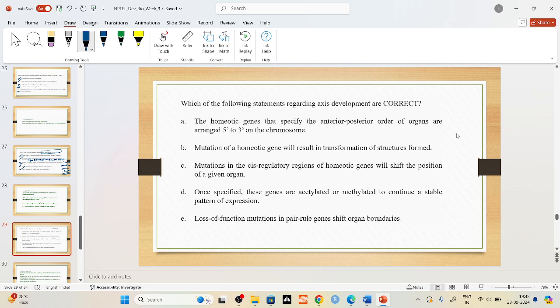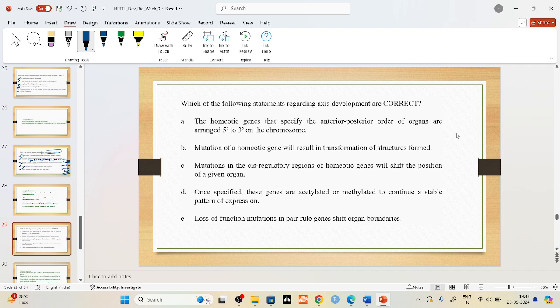So your first option is A. The homeotic genes that specify the anterior posterior order of organs are arranged 5 prime to 3 prime on the chromosome. B. Mutation of a homeotic gene will result in transformation of structures formed. C. Mutation in the cis regulatory regions of homeotic genes will shift the position of a given organ. D. Once specified, these genes are acetylated or methylated to continue a stable pattern of expression. And E. Loss of function mutation in pair rule genes shift organ boundaries.